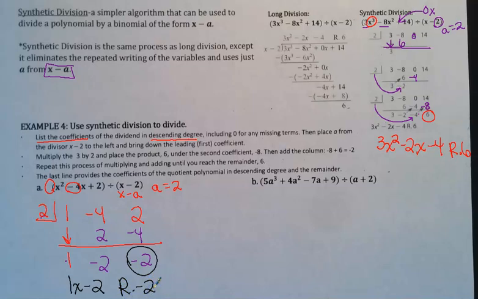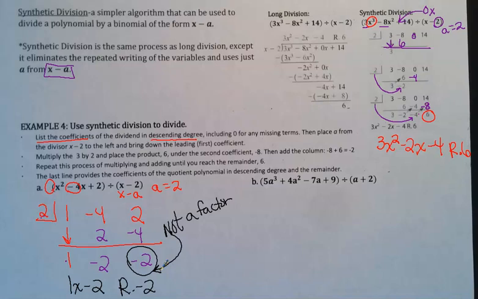Okay, so x minus 2, remainder of negative 2. So this, we know, is not a factor because it has that remainder. Right? It's the remainder that makes it not a factor.